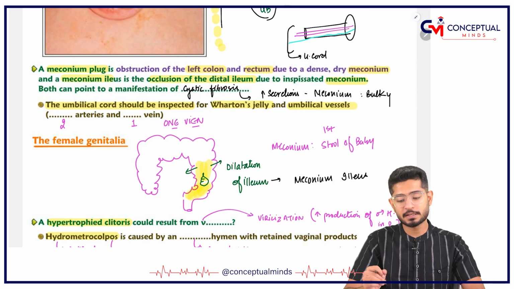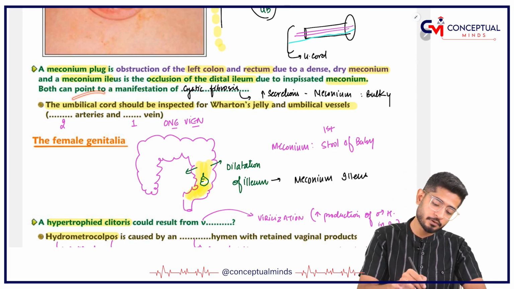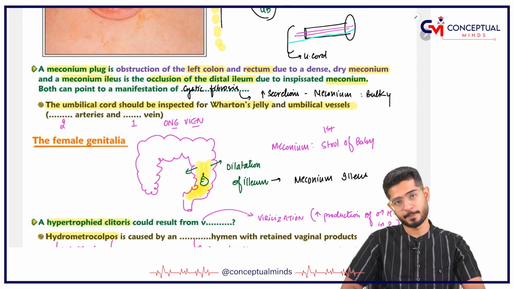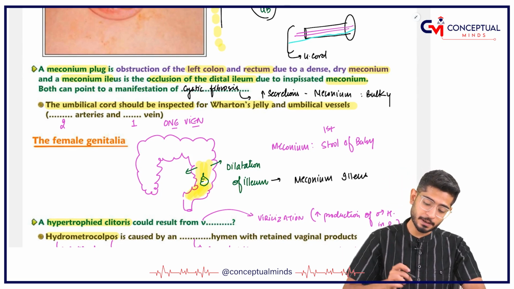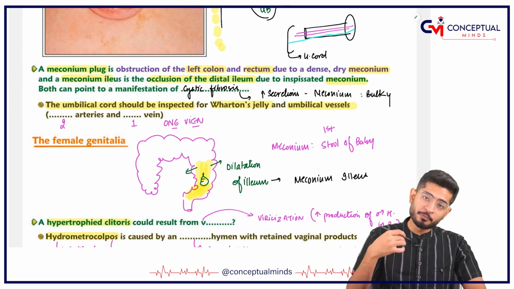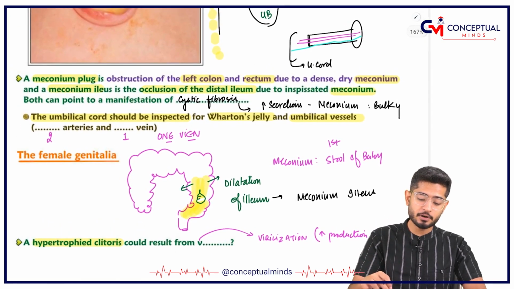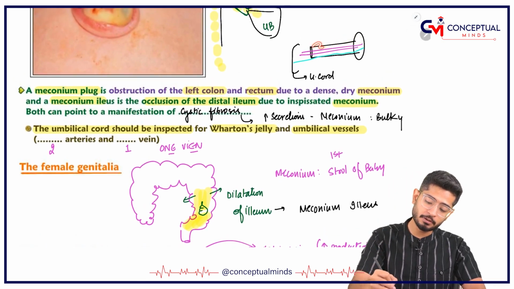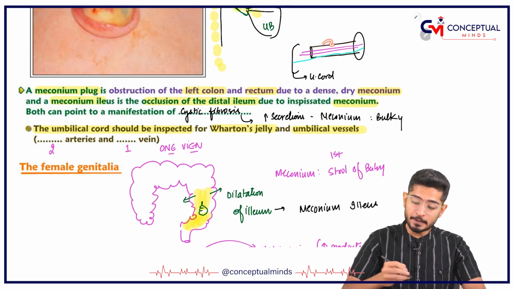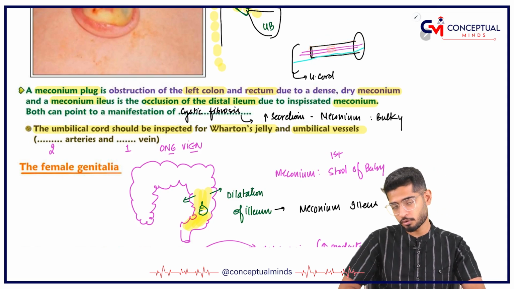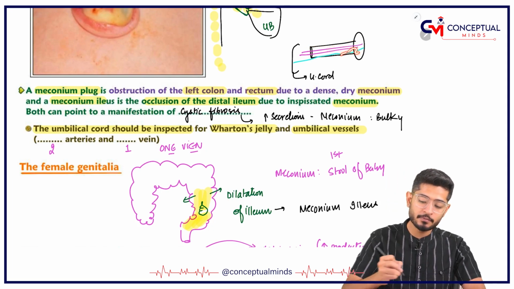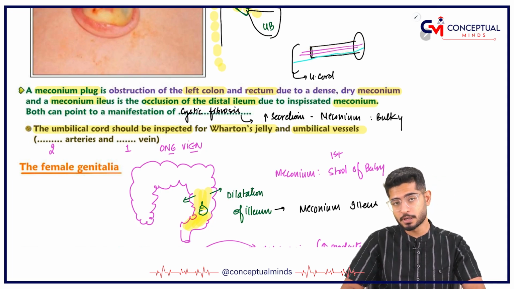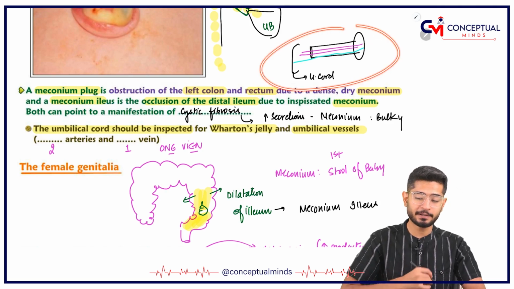And of course, when you are examining the abdomen, you should check the umbilical cord also. What will you check in the umbilical cord? The umbilical cord should be inspected to see the Wharton's jelly and of course the umbilical vessels. Normally in the umbilical cord, the black one is the Wharton's jelly. There will be two arteries which I have drawn with pink color, and there is one vein which is in the blue color. So all these structures should be patent.